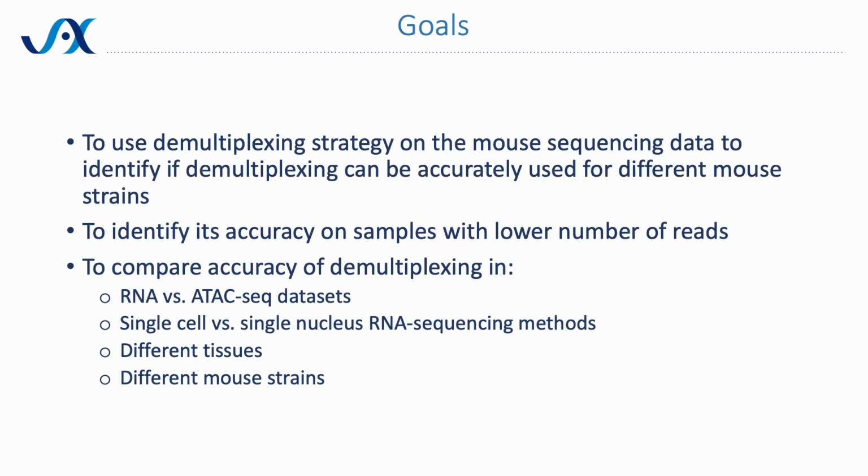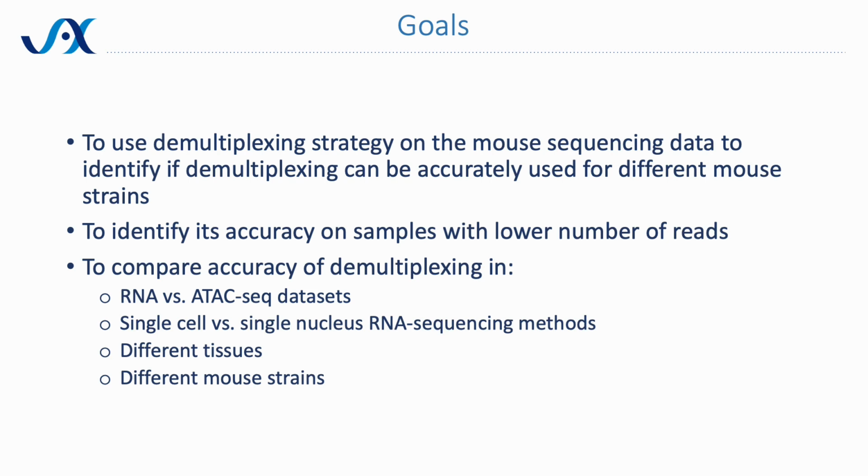Demultiplexing has been used in multiple studies to separate human single-cell data, but it hasn't been shown how well it works on mouse data. Our goal is to test it on several mouse strains and estimate its accuracy on samples with a lower number of reads, and find how many reads can accurately detect the strains from each other. We also want to see if it identifies RNA single-cell data as well as ATAC data.